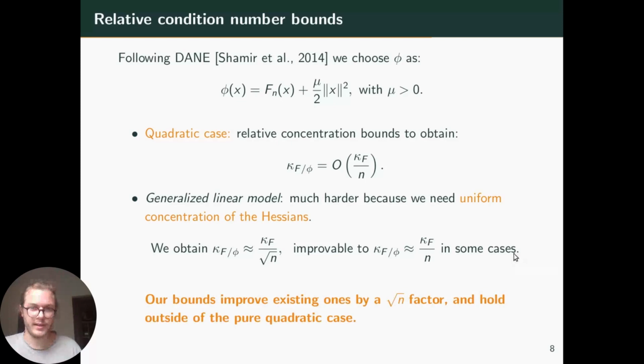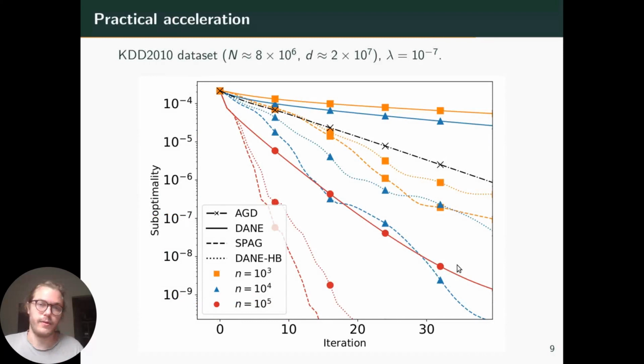What's important here is that our bounds improve existing ones by a square root n factor, as in the quadratic case, and they hold outside of the pure quadratic case. And we show that the quadratic performance can actually be recovered in some, but a quite large number of cases. So now I'll just skip over the details of acceleration because I don't have time in this presentation, and just present you quickly some experiments.